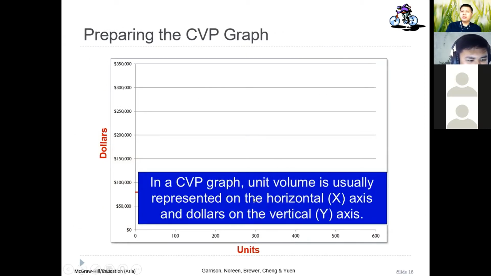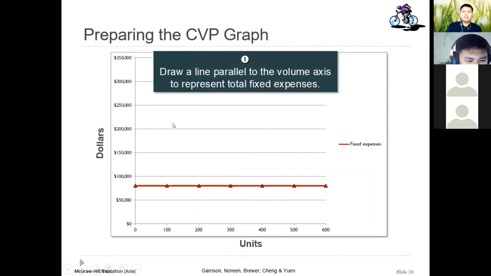Now, in a CVP graph, the volume is on the x-axis. Which one is x? Is this the x? This one, the horizontal. The vertical is the y-axis, the dollars. So it says here, draw a parallel line to the volume axis to represent the total fixed expenses. This is the 80,000 from earlier. So at 0, you are at 80,000. At 100, you are still here. So all throughout, your fixed expense is constant.